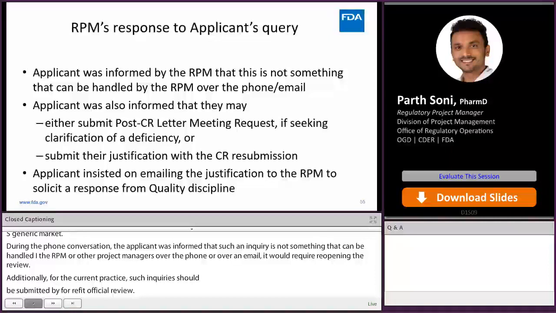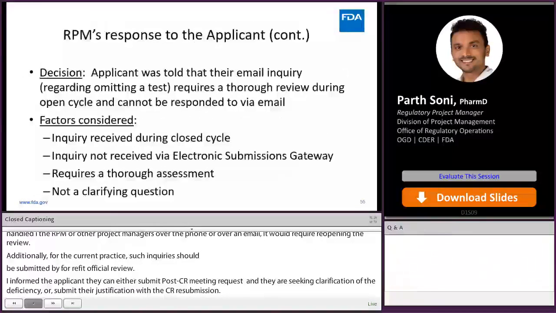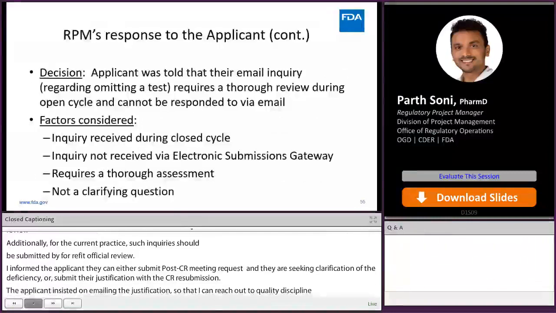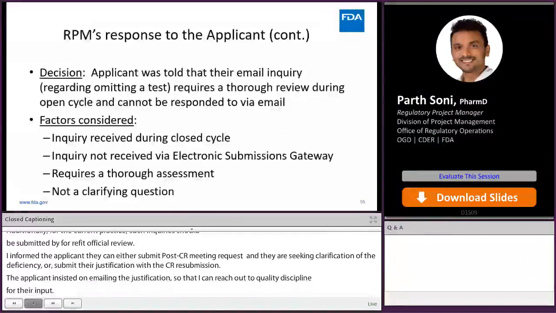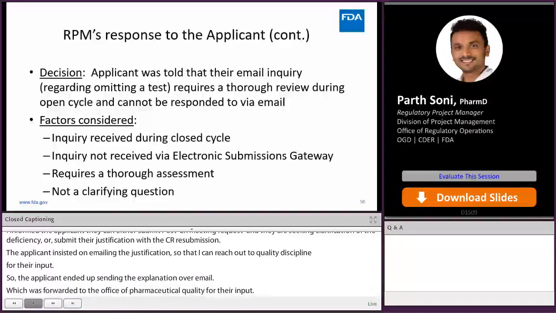The applicant insisted on emailing the justification so that I can reach out to the quality discipline for their input. So the applicant ended up sending the explanation over an email, which was forwarded to the Office of Pharmaceutical Quality for their input. The decision was that the email inquiry regarding omitting a test requires a thorough review during open cycle and cannot be responded to via an email during closed cycle.